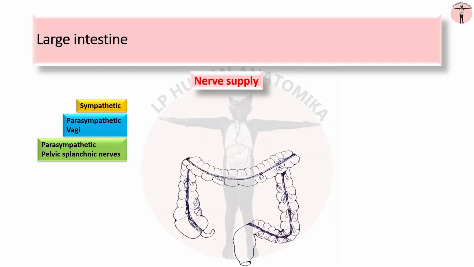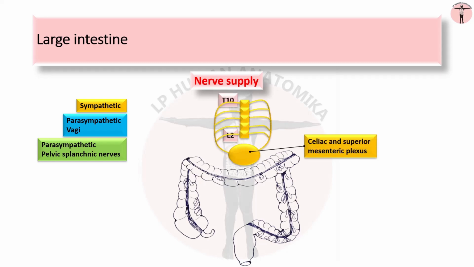Coming to the nerve supply of the large intestine, it is based on the development, whether derived from the midgut or the hindgut. It is supplied by both sympathetic and parasympathetic nerves. Sympathetic fibers are derived from preganglionic fibers arising from the 10th thoracic to 2nd lumbar segments of the spinal cord, which relay in the celiac and mesenteric plexus. The postganglionic fibers arise from here and supply the large intestine.